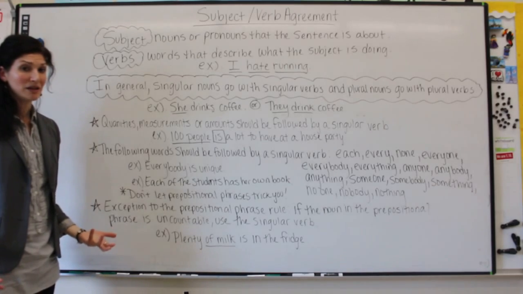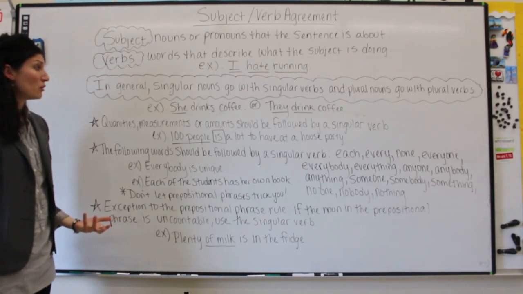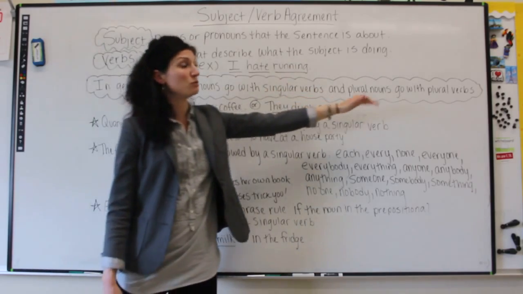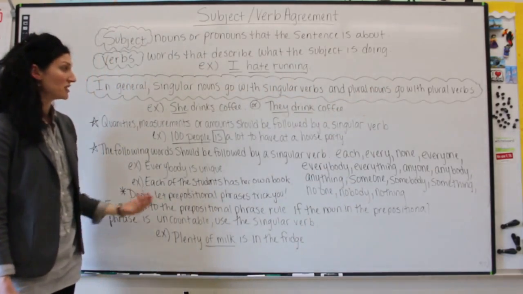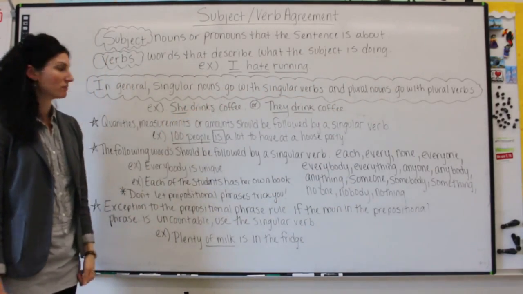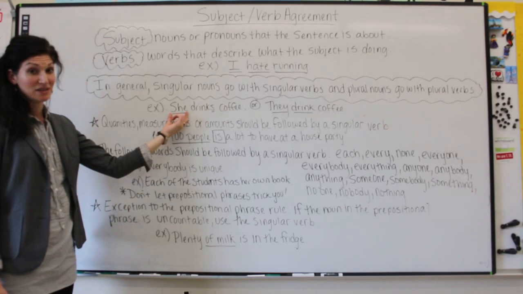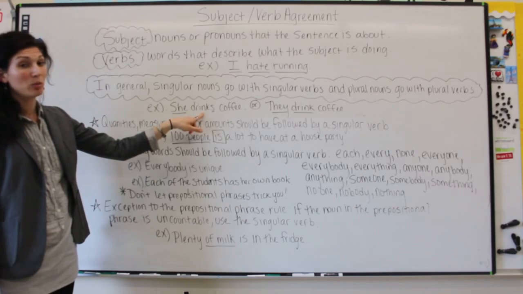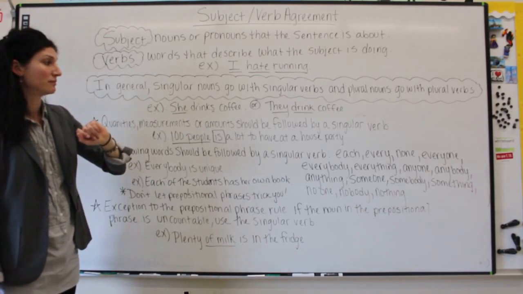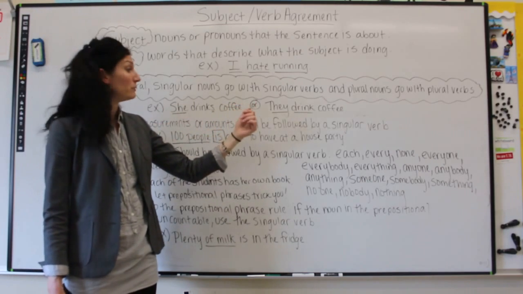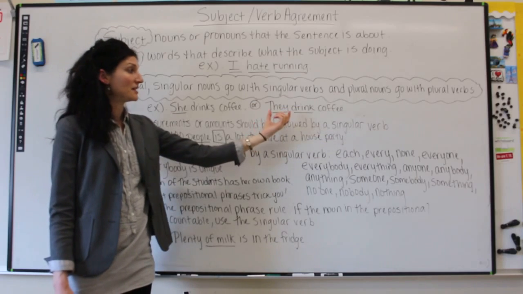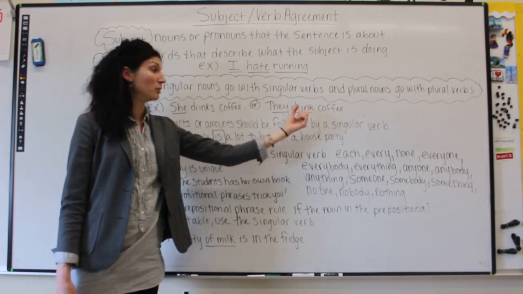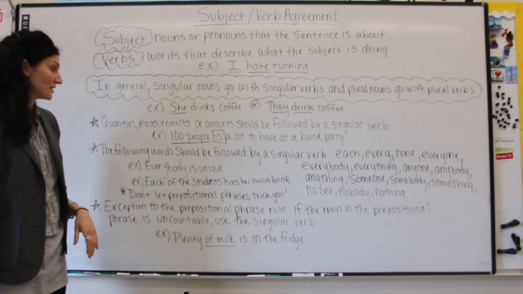Now, normally, without even thinking about it, we put together singular nouns with singular verbs and plural nouns with plural verbs. For example, "she drinks coffee." She is a singular subject, and it goes with a singular verb, "drinks," with an S at the end. Another example would be "they drink coffee." They is a plural subject, and it's going with a plural verb, "drink," without the S.